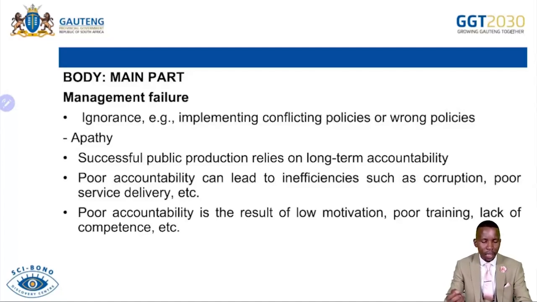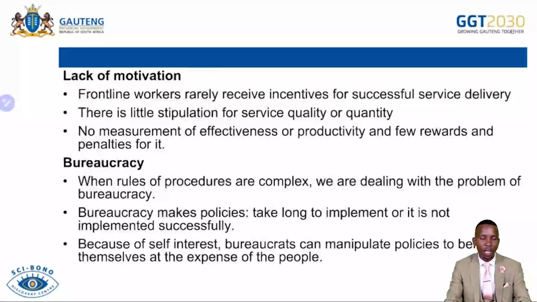And then there is a part: successful public provision relies on long-term accountability. Poor accountability can lead to inefficiencies such as corruption, poor service delivery, etc. Poor accountability is the result of low motivation, poor training, lack of competence. If people are not well trained and educated, they tend to lack competence and they cannot provide services accordingly because they are not informed. Lack of motivation.